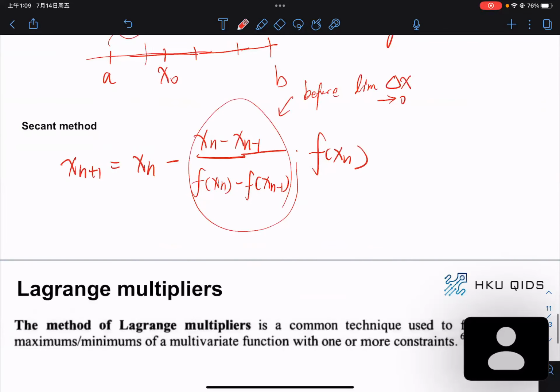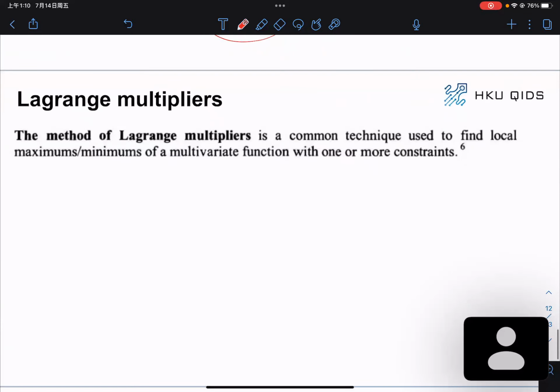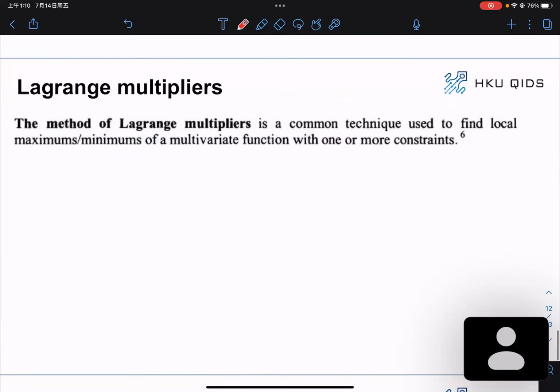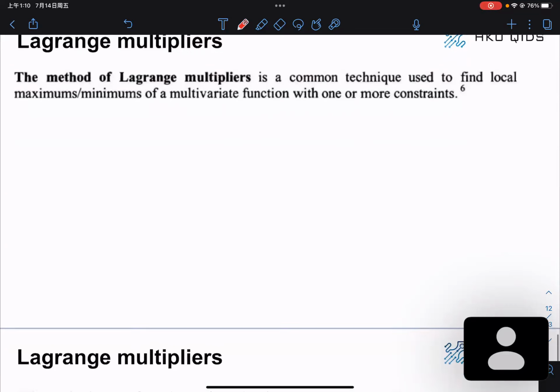Okay. And last but not least, let's talk about Lagrange multipliers. This method of Lagrange multipliers is a common technique used to find local maximums and minimums of a multivariate function with one or more constraints. So what does it mean?